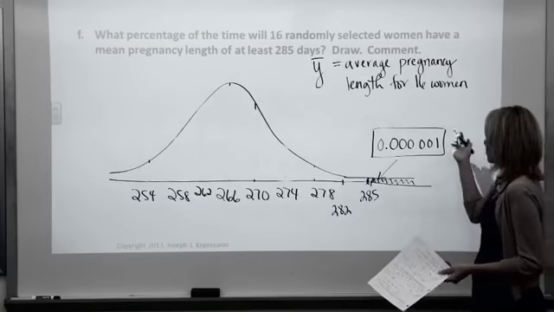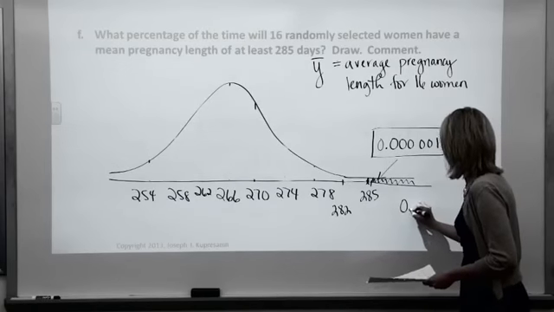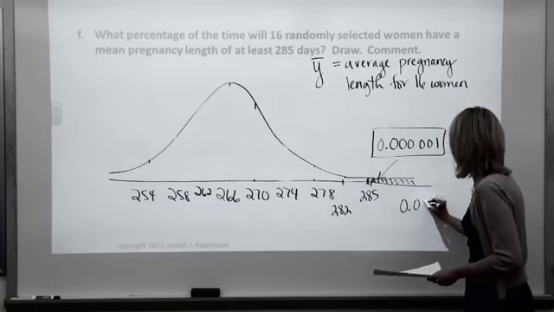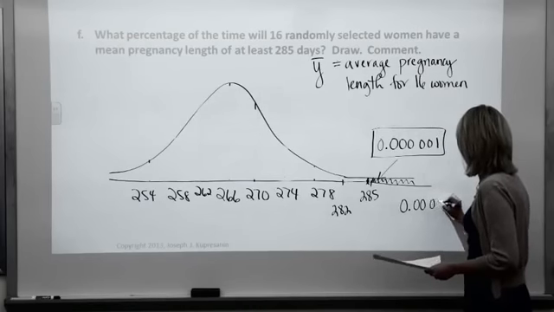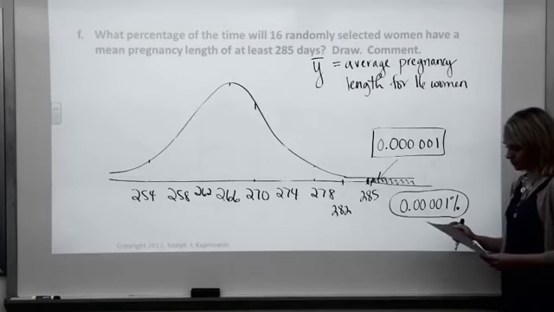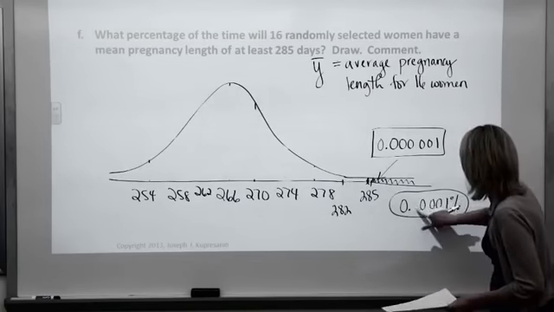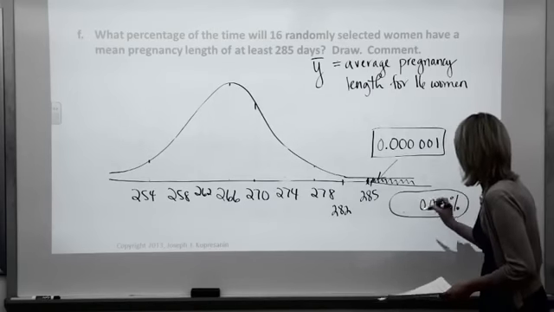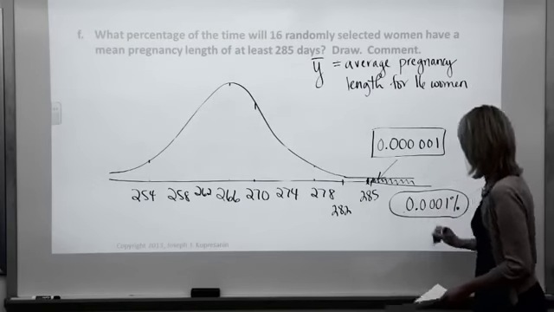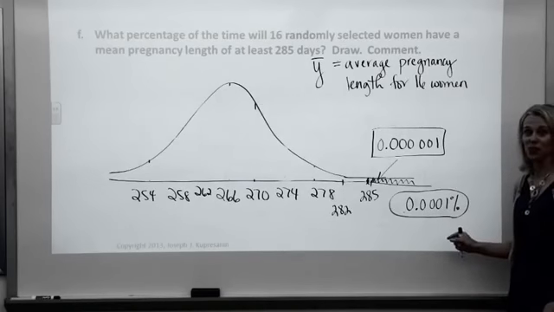If you convert this to a percentage, multiply by 100, this is still incredibly small here. Oh, I think I have 1 too many zeros. 3 zeros. There's a 0.0001% chance of this happening.